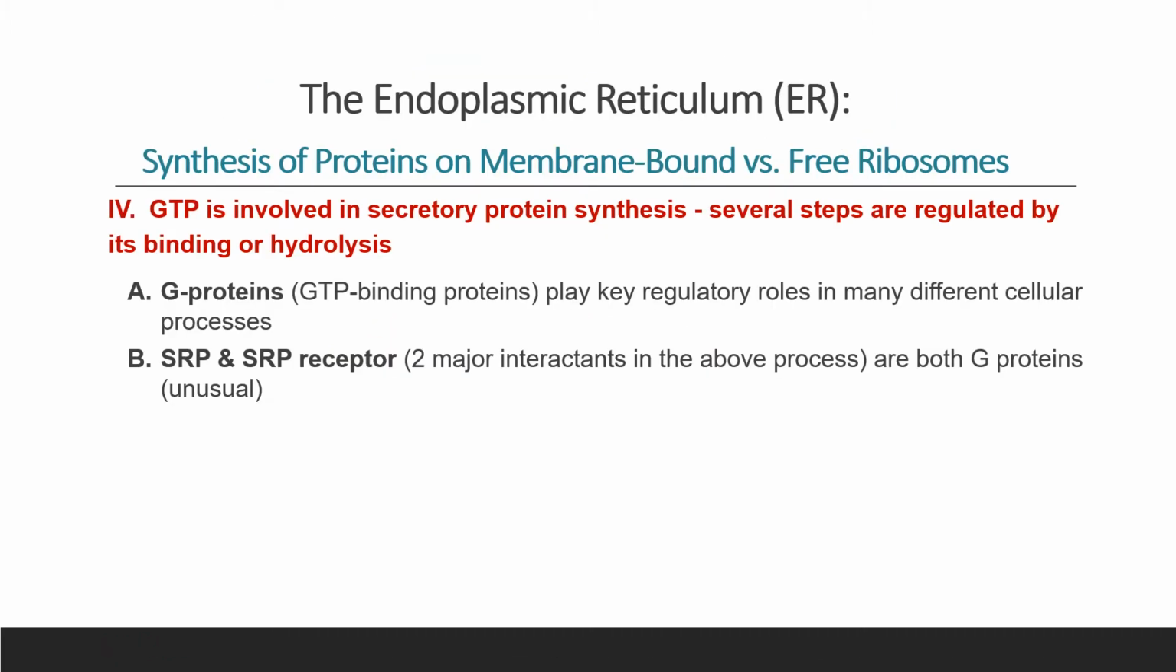Next, GTP is involved in secretory protein synthesis, wherein several steps are regulated by its binding or hydrolysis. G proteins, or GTP-binding proteins, play a key regulatory role in many different cellular processes. Together with the SRP and SRP receptors, which are two major interactants in the protein synthesis process, are both G proteins. Okay?